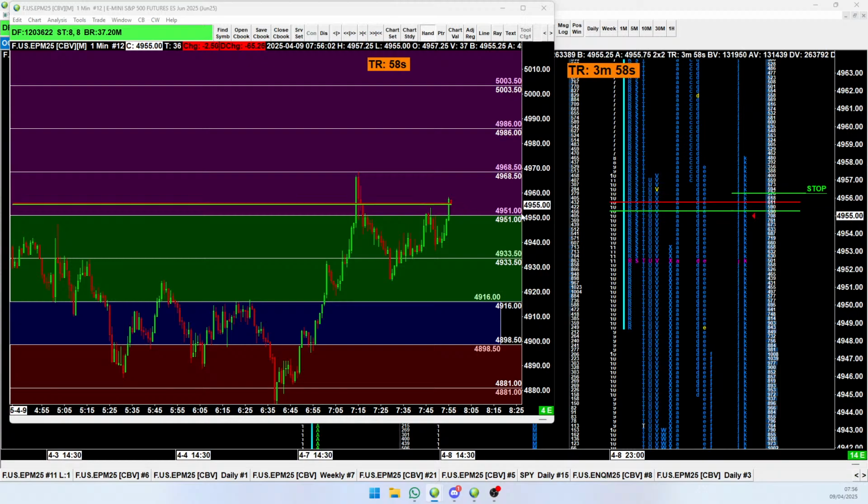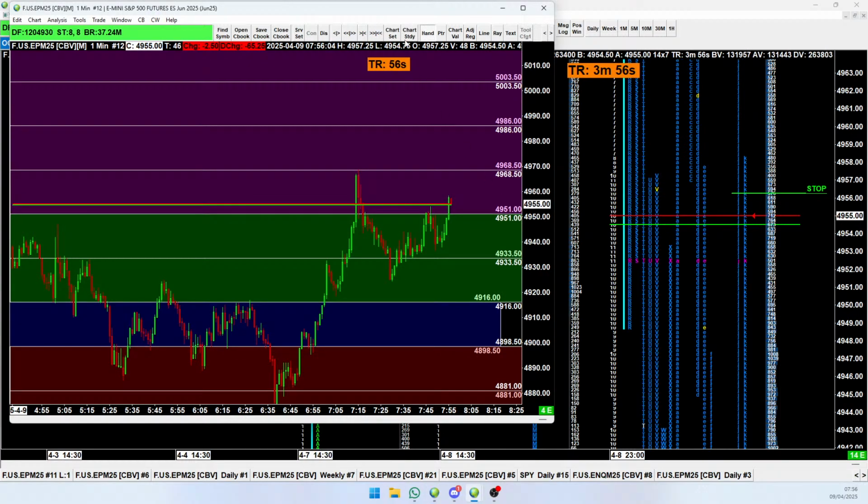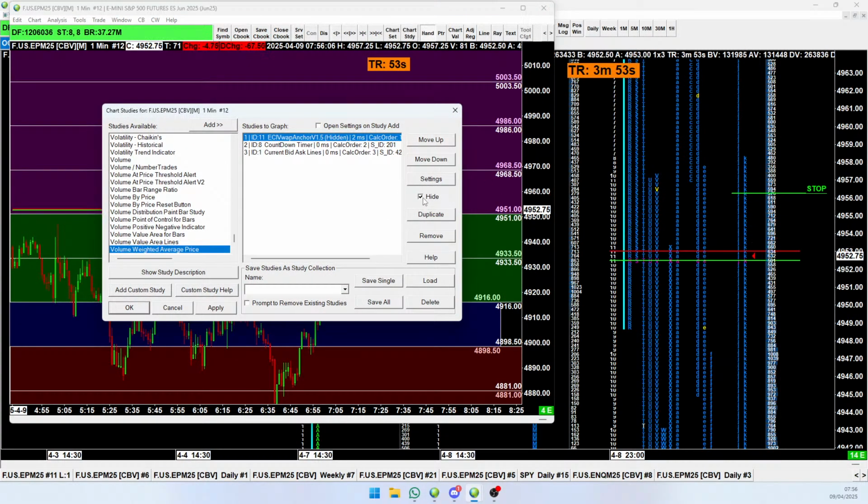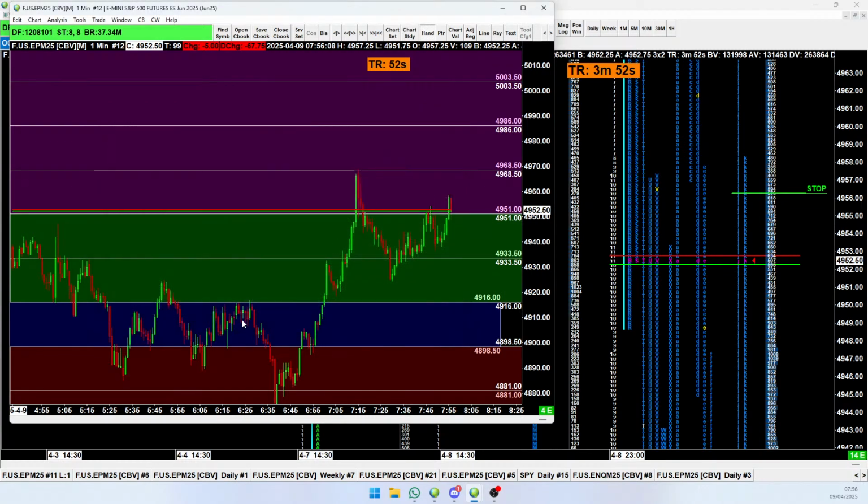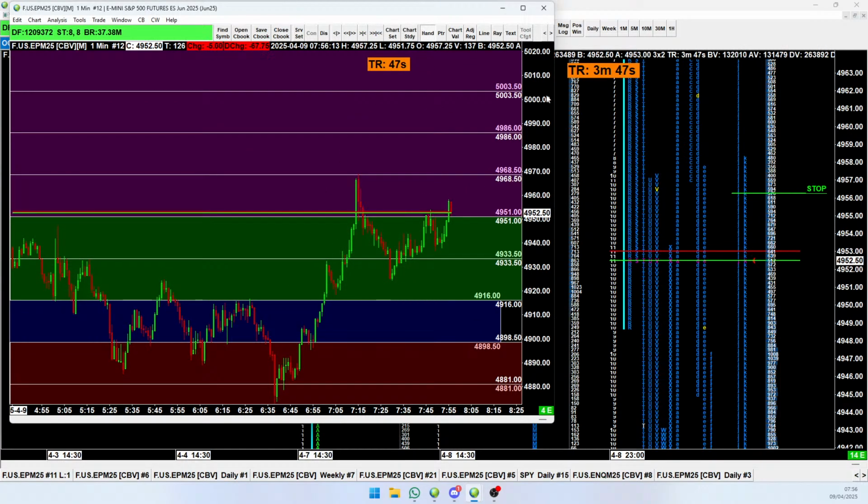Now let's see if we can stay above 49.51. Where is VWAP this morning? Oh, I haven't even set VWAP. Boy. Okay, I better do that. Anybody got VWAP off the top of their head?